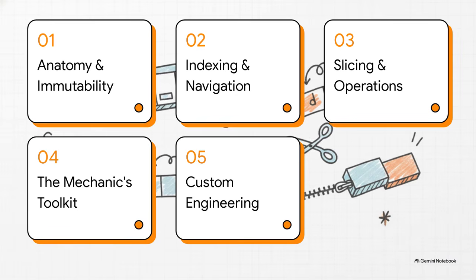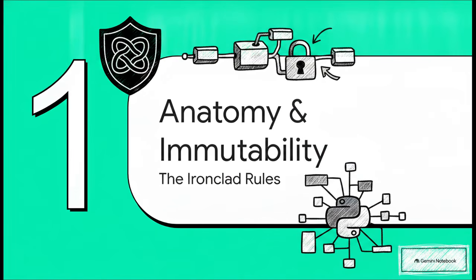So, here's our blueprint for today. We're going to cover anatomy and immutability, indexing and navigation, slicing and operations, the mechanics toolkit, and finally, custom engineering. All right, Section 1, Anatomy and Immutability. Let's get into the ironclad rules.